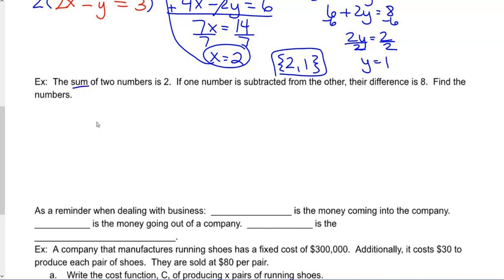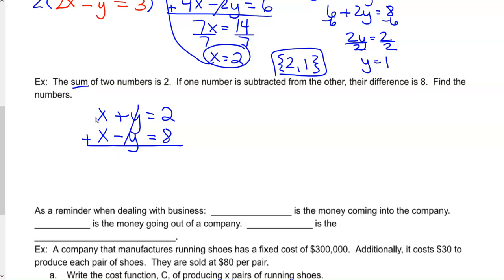The sum of two numbers, x plus y, equals 2. If one number is subtracted from the other, their difference is 8. So I could do negative x plus y, or I could do x minus y. One is subtracted from the other, it didn't specify. Their difference is 8. So if I look at this system, I'm going to go ahead and put my plus right there because look what happens when I add those two y values.